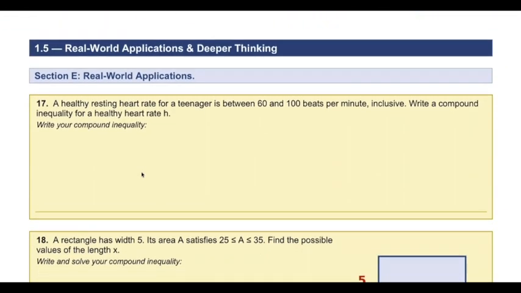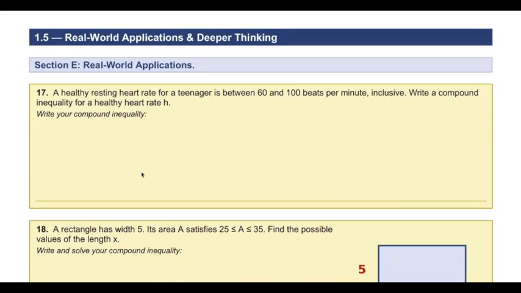Let's do some real-world applications. A healthy resting heart rate for a teenager is between 60 and 100 beats per minute, inclusive. Write a compound inequality for a healthy heart rate. So we're just going to say x is between 100 and 60, and there we go.